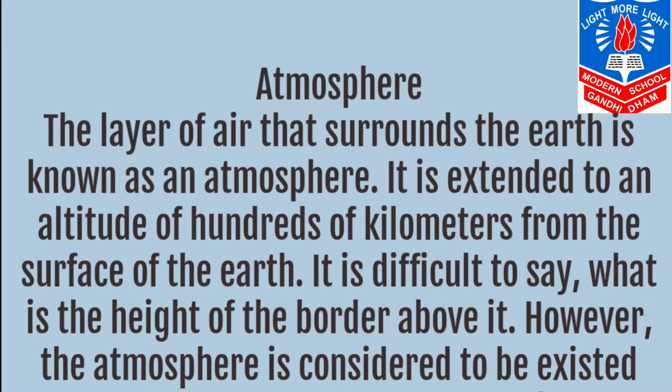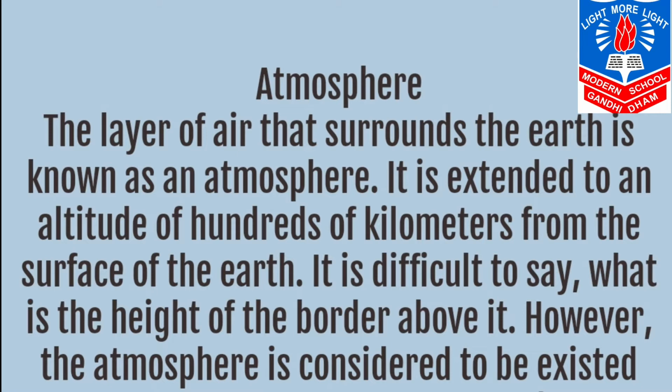The layer of air that surrounds the earth is known as the atmosphere, and it extends up to an altitude of 100 kilometers from the surface of the earth. What is its altitude? Up to 100 kilometers from the surface of the earth. Here altitude means height, so it extends up to 100 kilometers from the surface of the land.